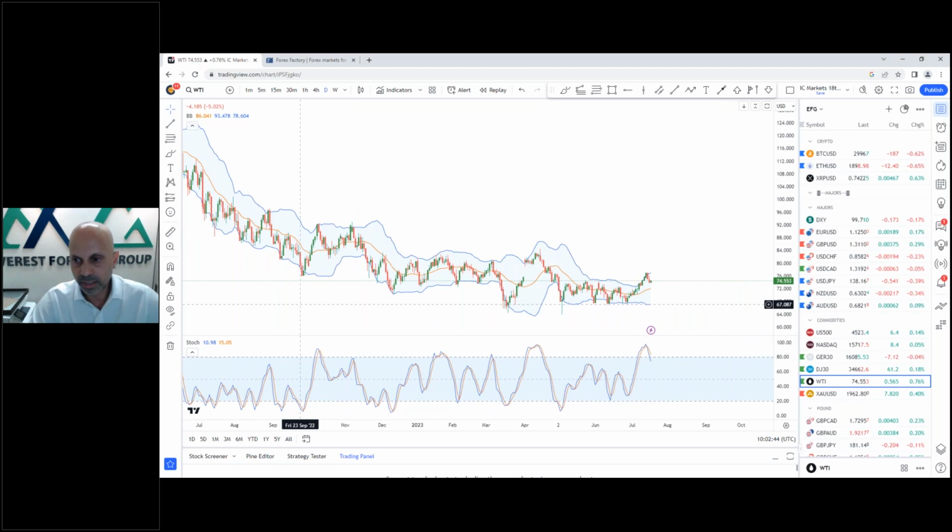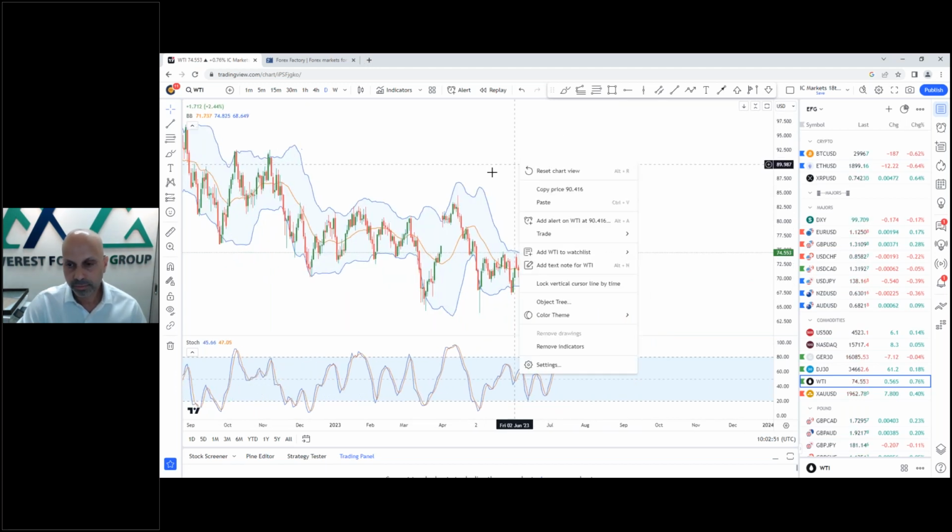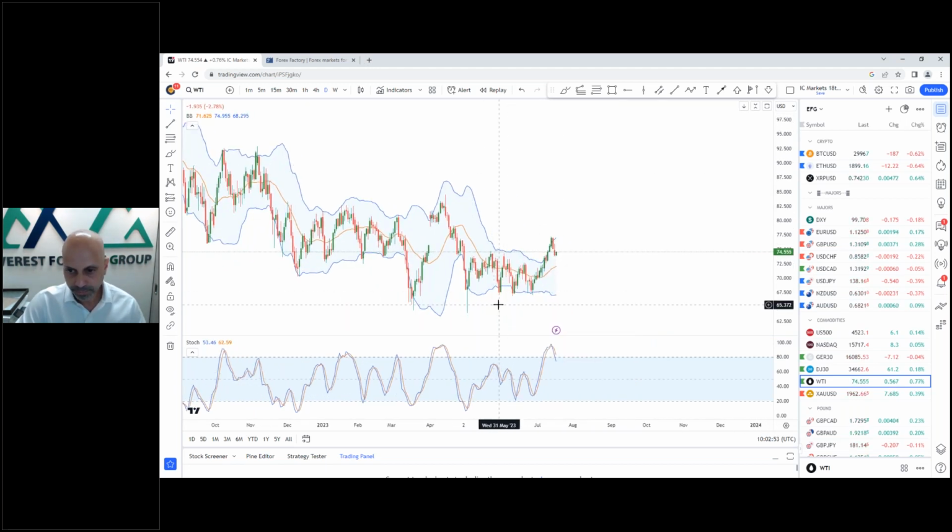Okay, so that brings us to where price is currently trading for WTI oil. As we can see here, this is another instance where it is very clear: we have stochastic breaking below 20, price pushing way beyond the lower Bollinger Band, and then reversing to go back higher.